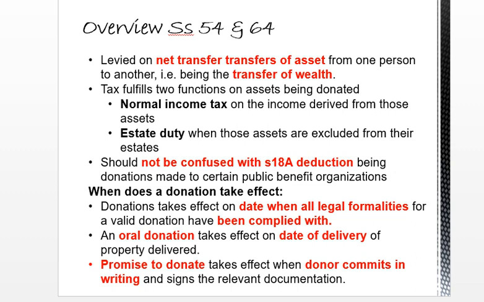So a donation is levied on a net transfer of assets from one person to another person. In other words, there has to be a transfer of wealth or a transfer of property. Now this tax fulfills two functions on the asset being donated. Firstly, it's on the normal income tax, which would have been the income derived from those assets, and then also estate duty when those assets are excluded from the estate.